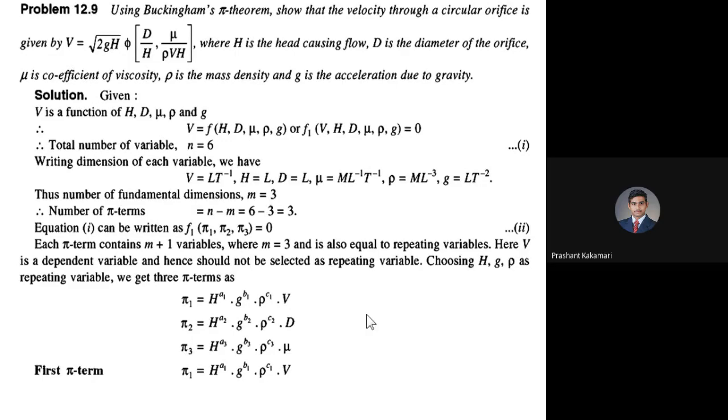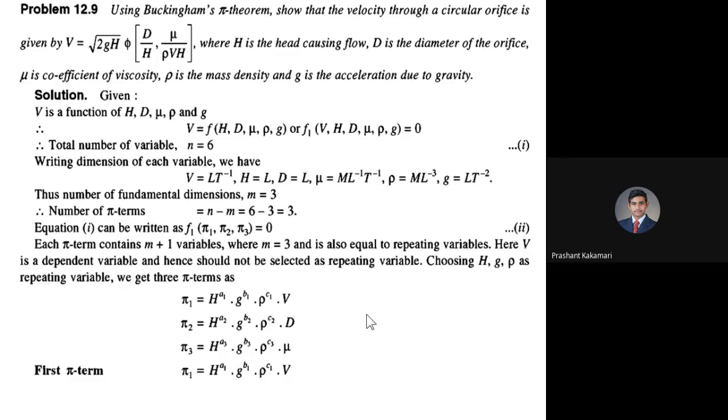So now taking all these values, they have mentioned where h is the head causing flow, D is the diameter of the orifice. Orifice diameter is capital D, not the pipe diameter. Mu is the coefficient of viscosity, rho is mass density, g is acceleration due to gravity. So now recall the Buckingham pi theorem once again here.